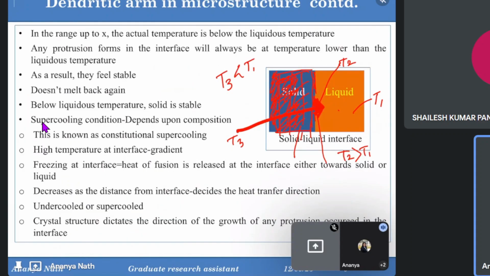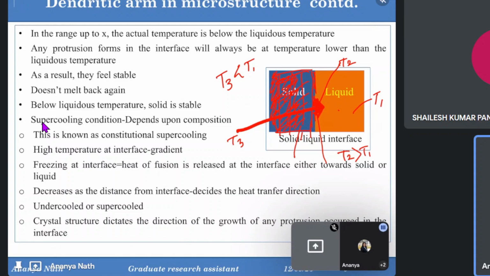So any hump there will be stable. The supercooling condition depends upon the composition. So it will be called a supercooled protrusion. The hump which has been created will be called a supercooled region, because this hump is actually coming in the liquid zone, but as the temperature is below the liquidus temperature, it gets stabilized and will not melt back again. So it is called supercooled. This is known as constitutional supercooling.